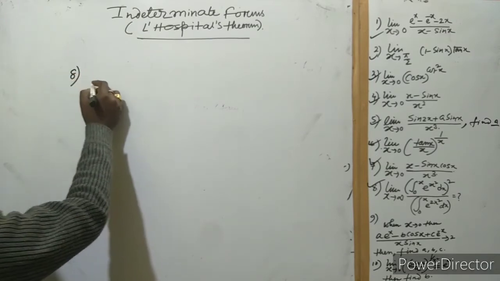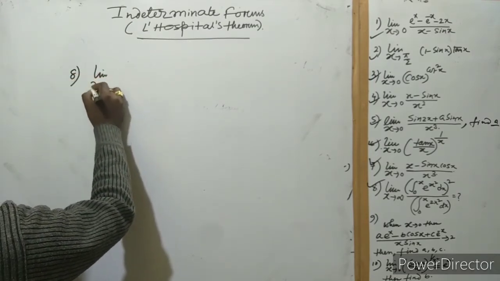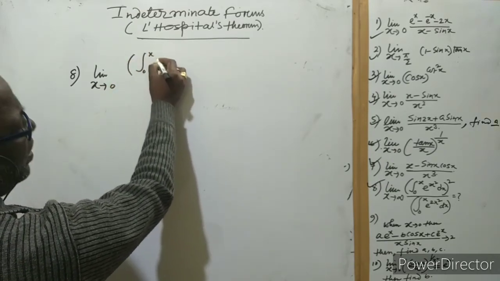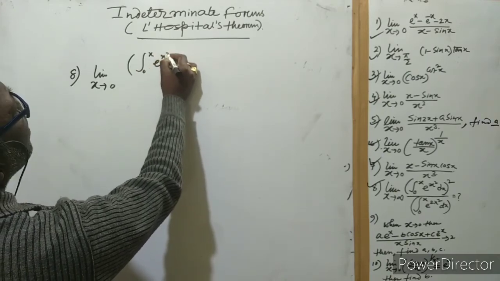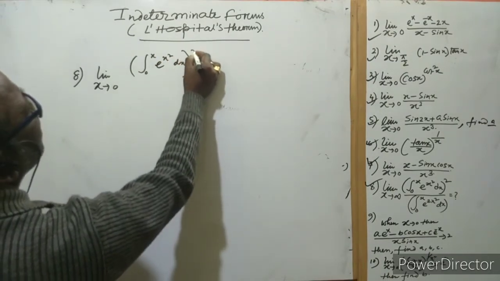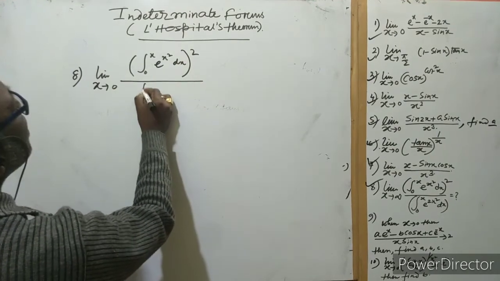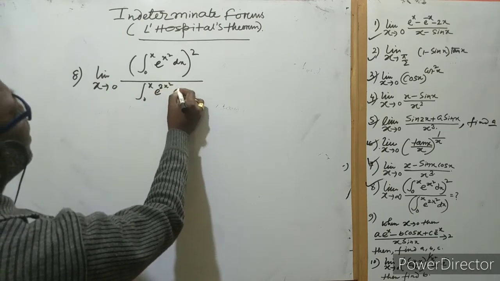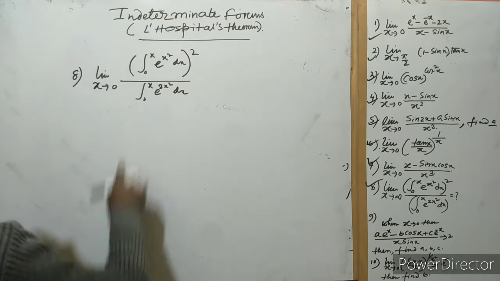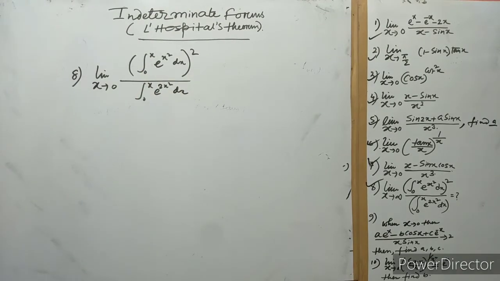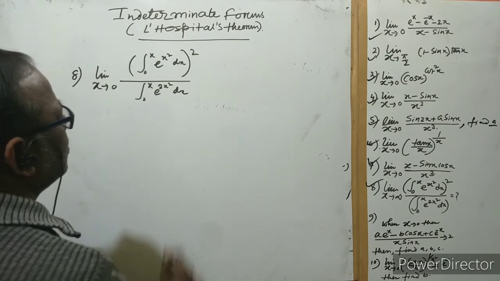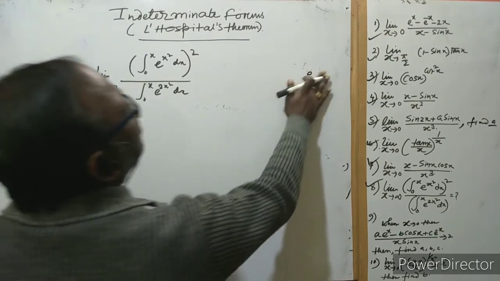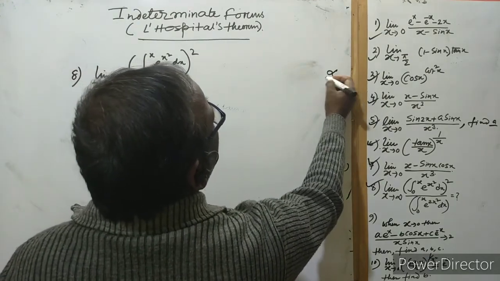Now question number 8 here. Limit x tends to 0 of the integral 0 to x of e to the power x square dx, whole square, divided by the integral 0 to x of e to the power 2x square dx. Differentiating the numerator and denominator part, so this is infinity by infinity form.